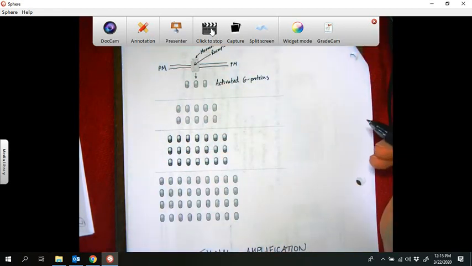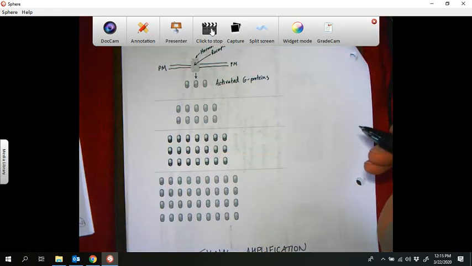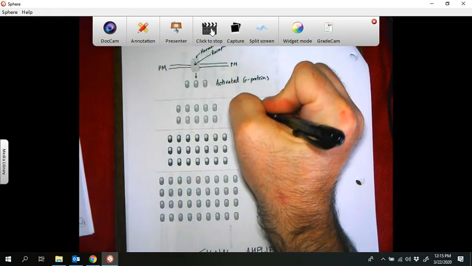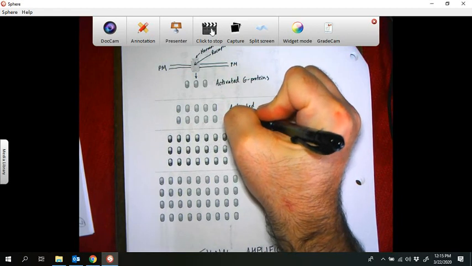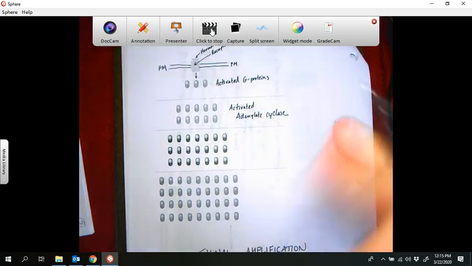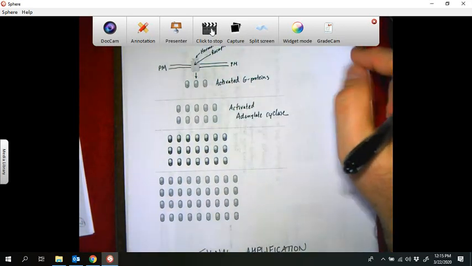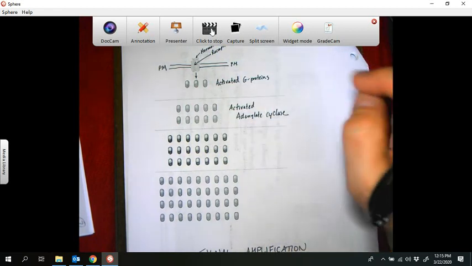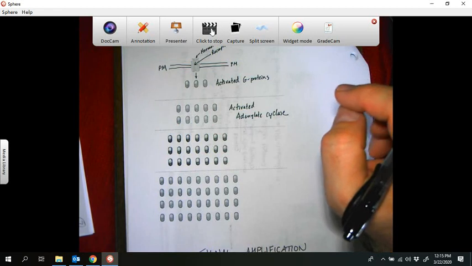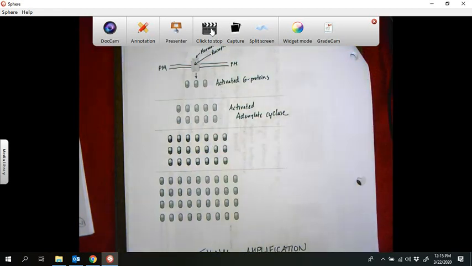Those G proteins then, once they're activated, the alpha subunit breaks off, and then they can bind to enzymes. In this case, now we have activated adenylate cyclase. And these 3 G proteins activate 10 of the adenylate cyclase. And these numbers are not important. It's just showing that we can have 3 and then we amplify it up, hence the amplification.